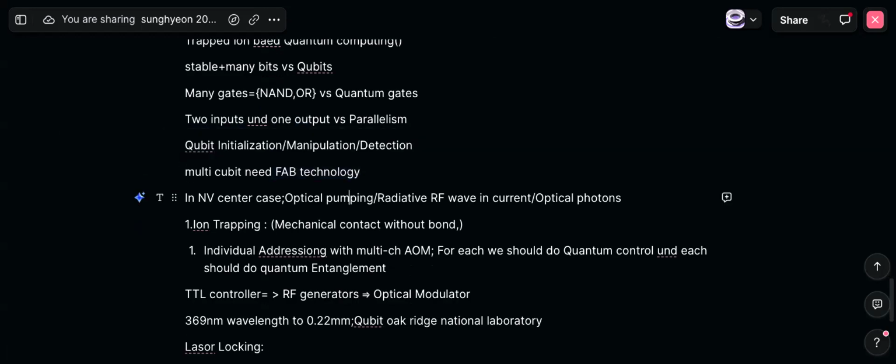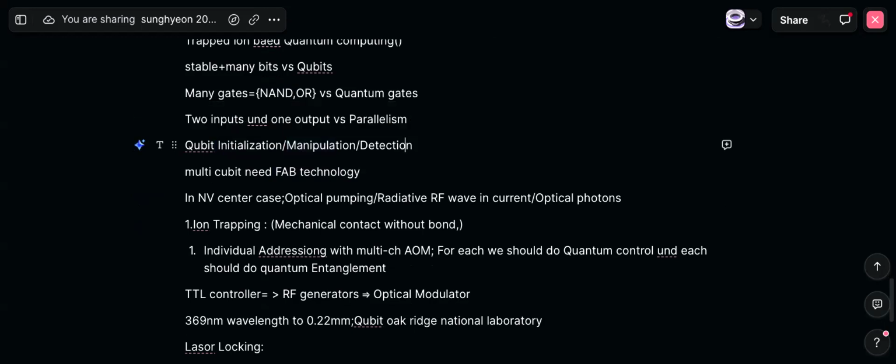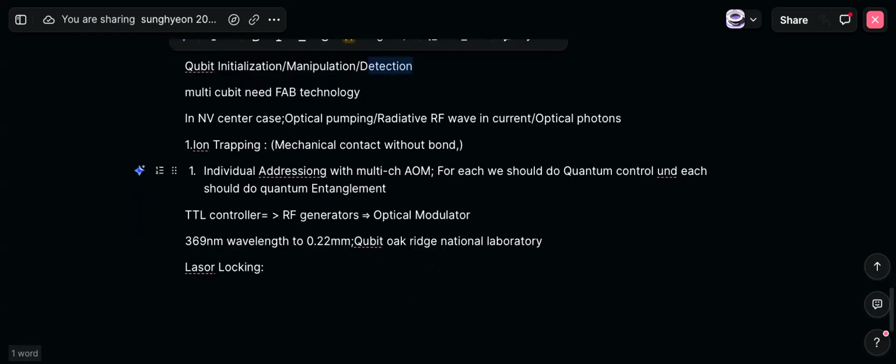In the NV Center case, they use optical pumping and radiative RF wave in current, and optical photon is what they are using. And in lecture, one professor told how he trapped the ions. After they manipulated with a classical computer, they run the TTL controller, and after that, it goes to the RF generator, and the flow is the RF generator controls the optical modulator, and they shoot the laser on the trapped ion so they can control it.